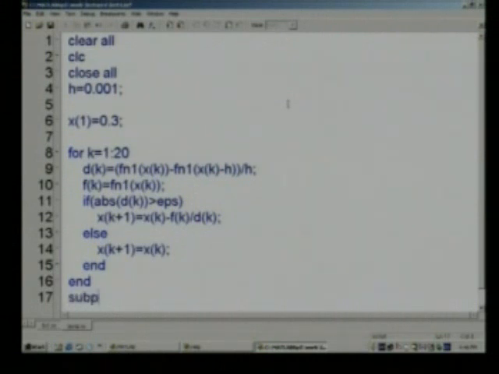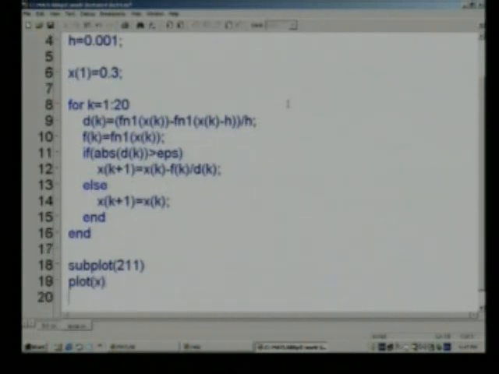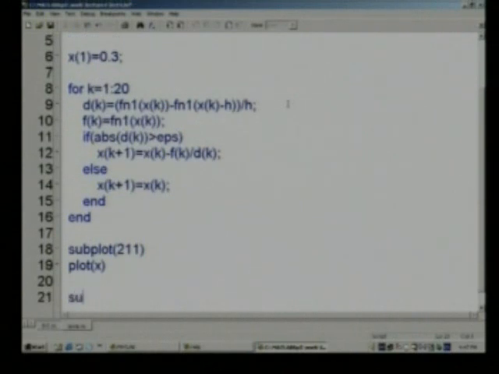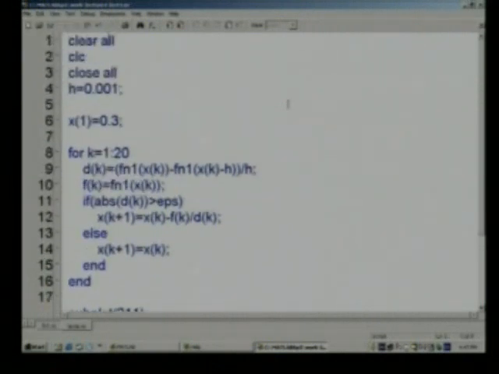So how to plot? Subplot. Subplot means this will divide the window into two halves and choose the first one. So I will plot x. Then I will plot the next half. What shall I plot? Subplot. I will plot the function. Let me see what is happening to my function. Plot f. Okay. So this is over. Right. So let me execute it.